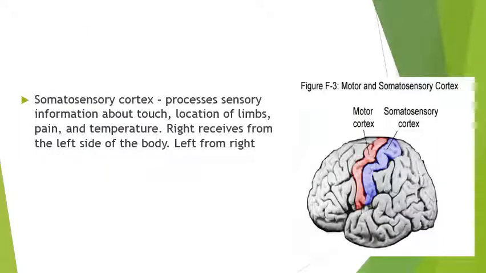The parietal lobe also houses the somatosensory cortex. So in this picture, this is the motor cortex of the frontal lobe, and this is the somatosensory cortex of the parietal lobe. So it processes sensory information about touch, location of limbs, pain, and temperature. So right receives the left side of the body and left from right. Because as you can remember, the right hemisphere controls the left side of our body, and the left hemisphere controls the right side of our body.